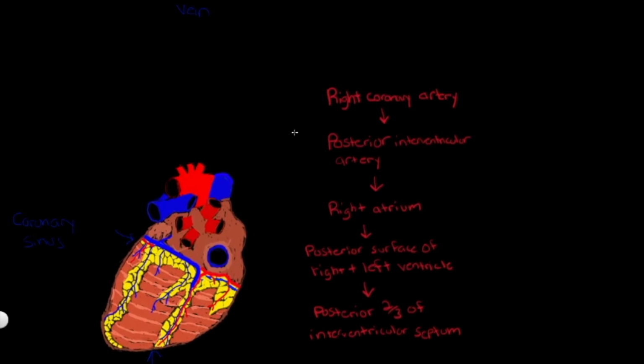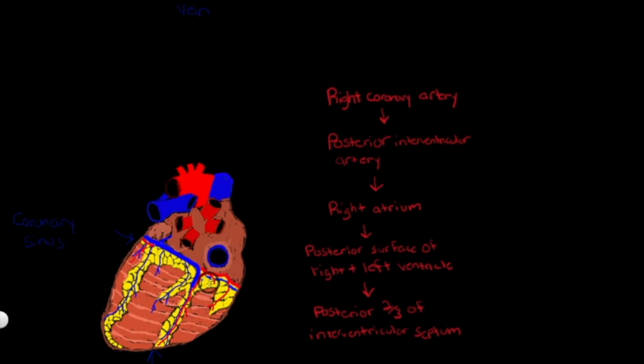Now within the heart, there's something called dominance. And the dominance of the heart is determined by which branch of the coronary artery gives rise to the posterior interventricular artery. So I'm going to go back up to the anterior view, but in most people, 60 to 80% of people, the posterior interventricular artery here supplies the posterior walls of the right and left ventricle.